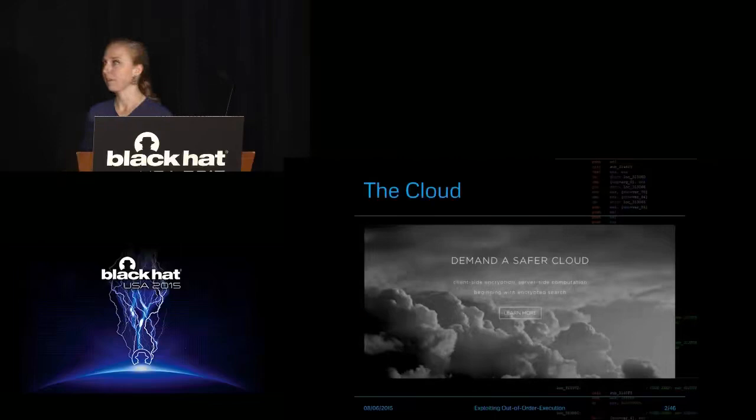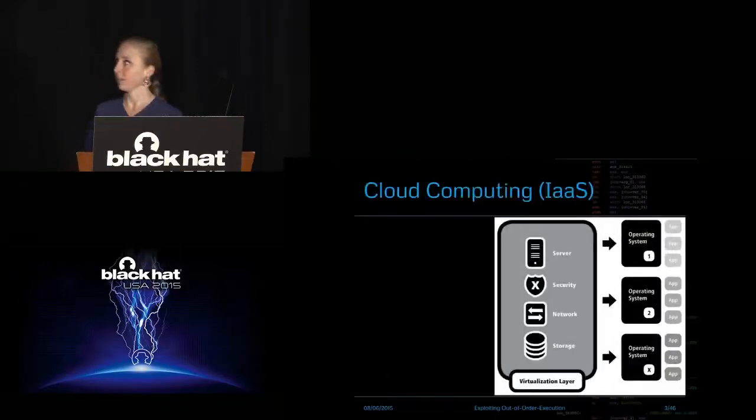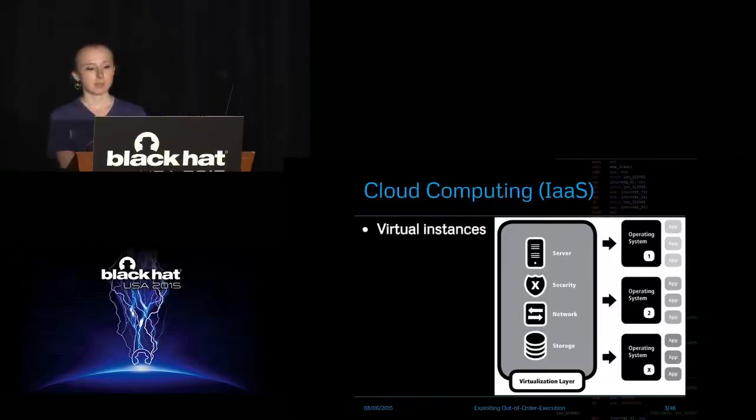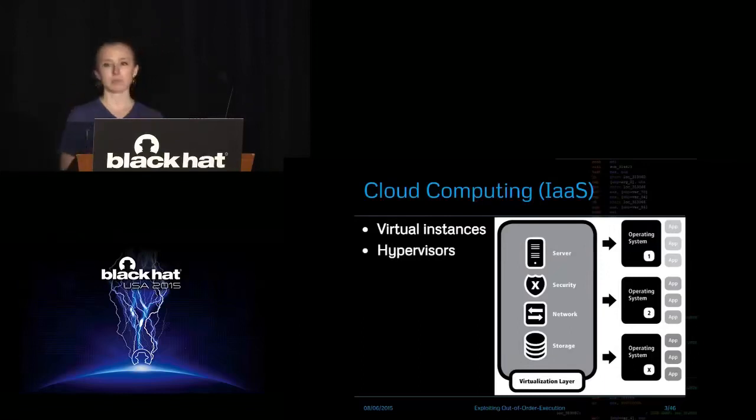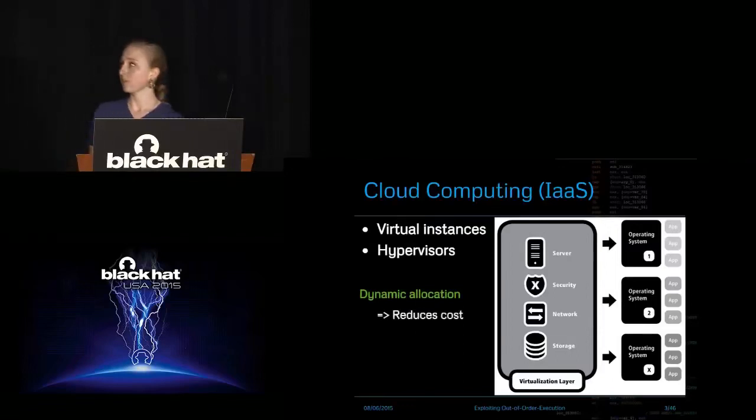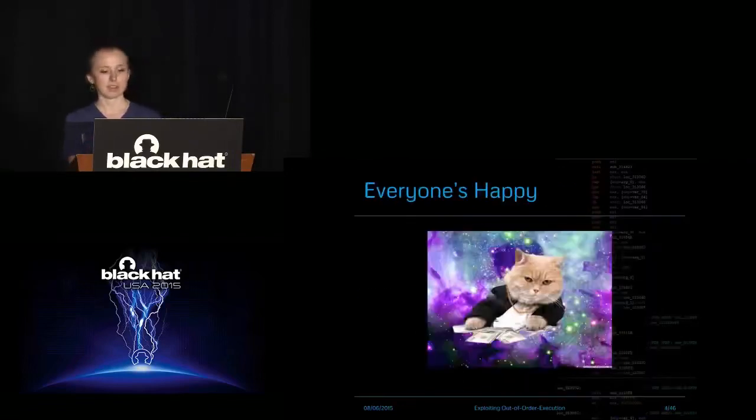So it all begins in the cloud, and everyone here probably knows what the cloud is and how it works, but you can kind of see in this diagram the basic concepts. You have virtual instances all resting on top of shared hardware. And that shared hardware is allocated to the virtual instances by the hypervisor. So the resources are allocated by the hypervisor, goes up to be given to the operating systems. And this is the dynamic allocation, which causes everyone to save money, which is why the cloud's great and everyone's happy.